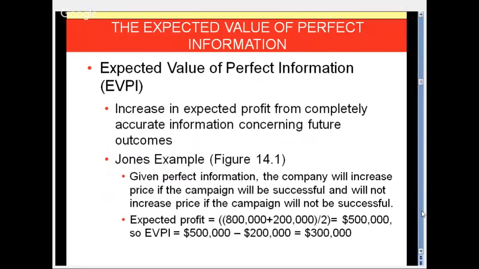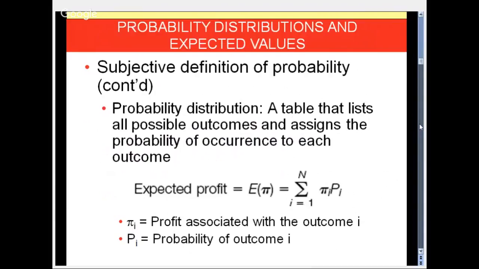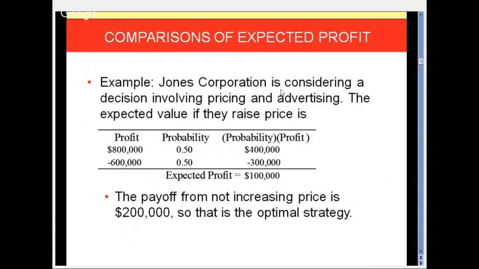If I knew for sure things were going to go good, I'd raise the price. If I knew they weren't going to go good, I wouldn't raise the price, and I'd just stick with the 200,000. Coming back up here, Joe's Corporation is considering a decision involving pricing and advertising. If they choose to raise the price, and this is very simple because obviously it's not going to be discrete, it's going to be continuous, there's a 50% chance that things will go well and they make 800,000, and a 50% chance things will go bad, they lose 600,000.